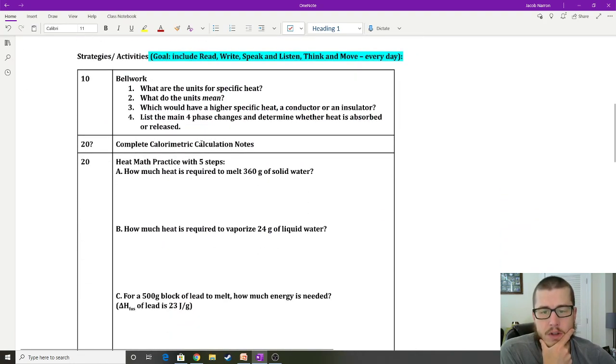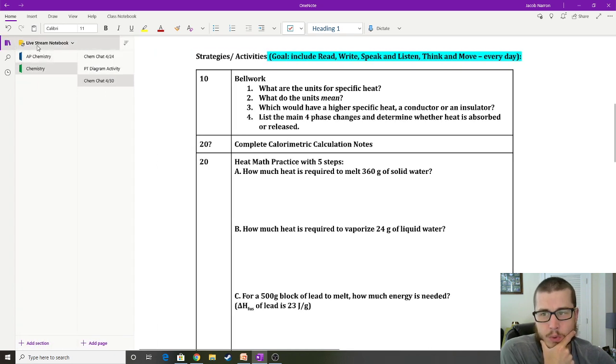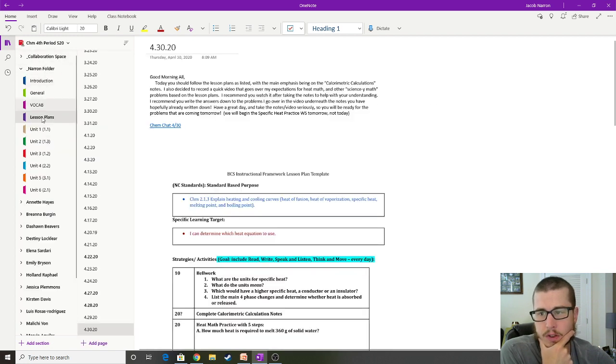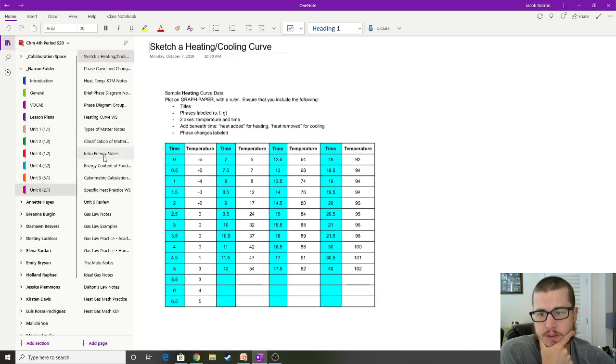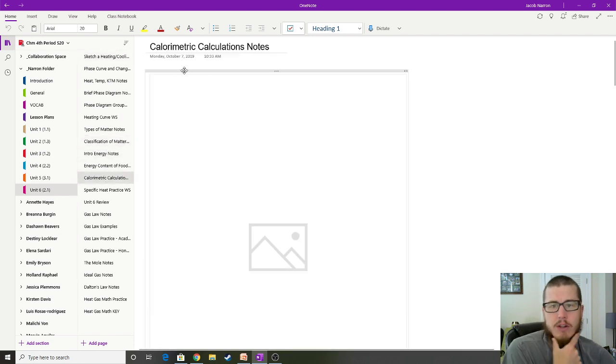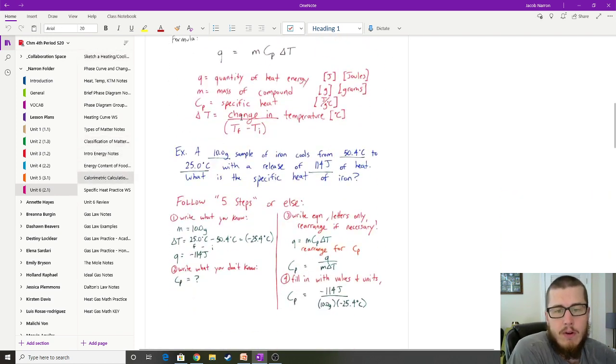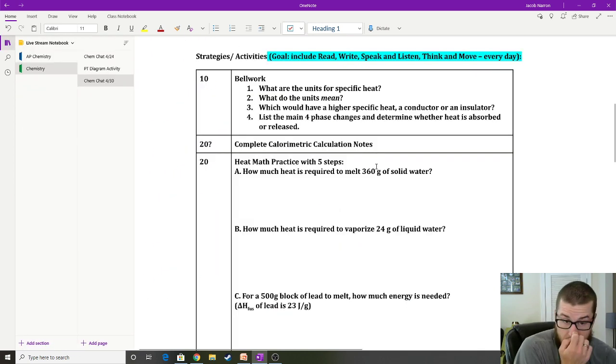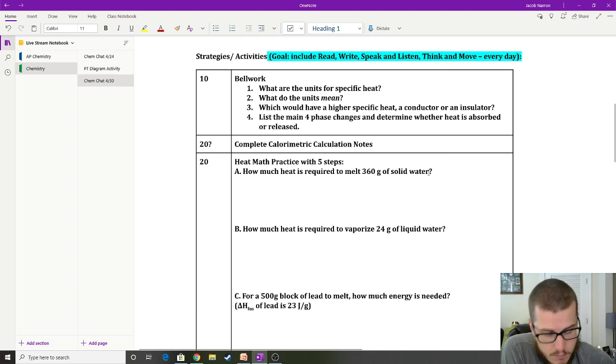You should do that. There's the notes. You know where to find them. And if not, it's in whatever class you're in. If you're in my 4th period, for instance, you go to the NARIN folder. You go to Unit 6. Here we go. Calorimetric calculations notes. There they are in all their glory. Not real complicated, but what I want to focus on are these heat math practice problems.